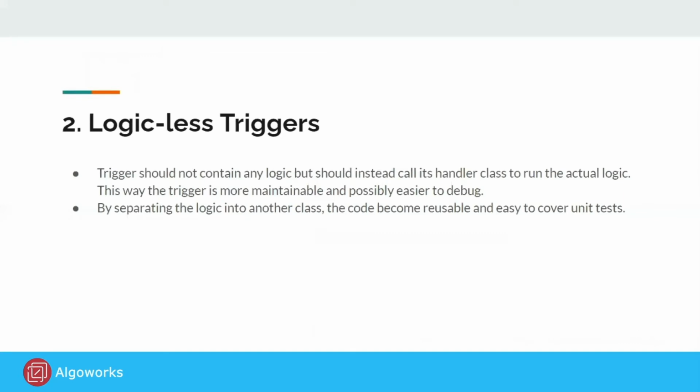Second is logic-less triggers. We should not write any logic directly in triggers. We can define a handler class, implement the logic there, and then call that class from the trigger. In this way, the code becomes more reusable.